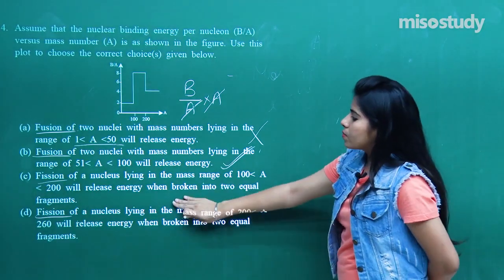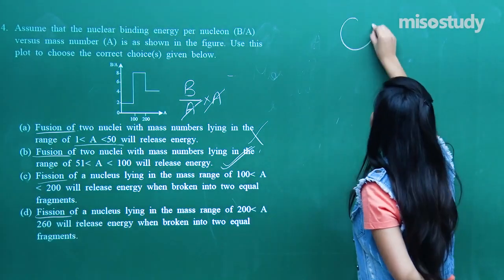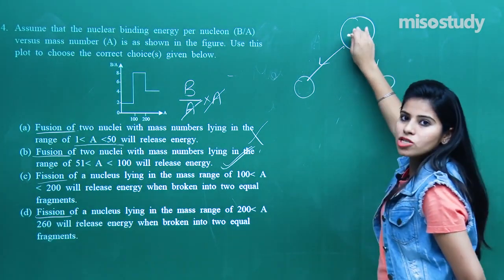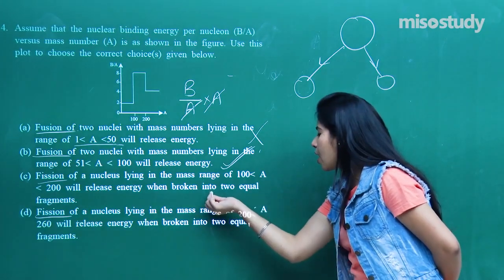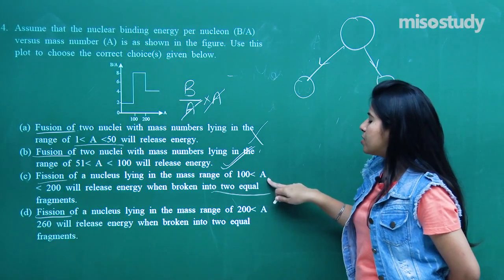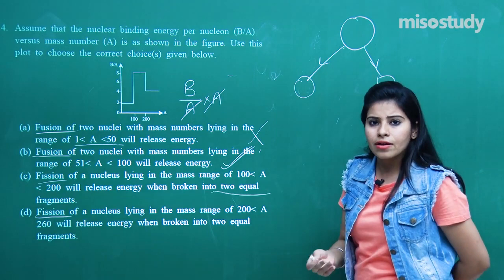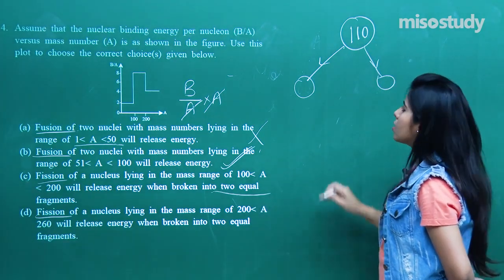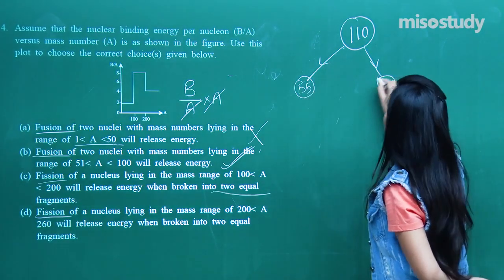So yes, the third option, what I can see, is the case of fission. Now you will see fission will be happening like this. One mass will be breaking down into two. And now what you will see here, they are breaking down into two equal fragments. We have to consider the mass between 100 and 200. So can I take 110? So okay, this is your 110 mass number. When it will be breaking down into two, it will be 55 and 55.